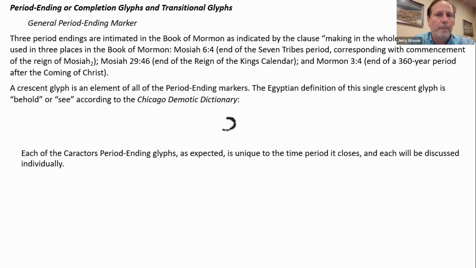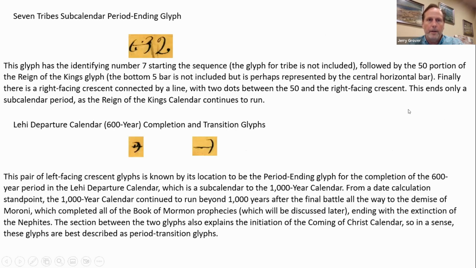And so the period ending glyph you have is kind of a crescent. You have a crescent, a line, and some dots sometimes, a crescent, line, and a dot. This is, again, the reign of the judges glyph form going to the reign of the kings, the period ending of the reign of the king. So it's marking that period that's ending. The other one is coming in, so it's a transition glyph.